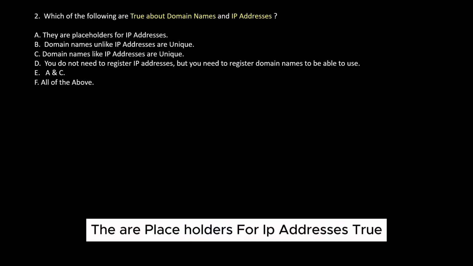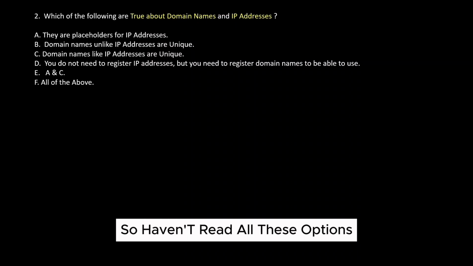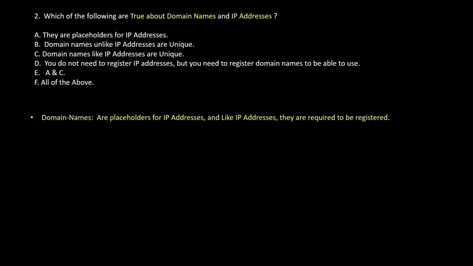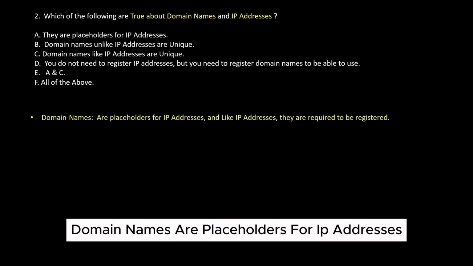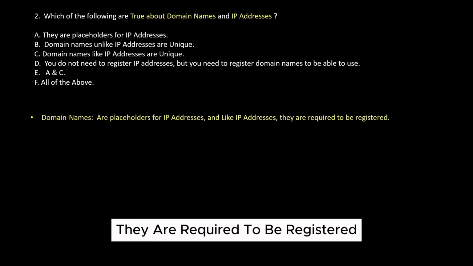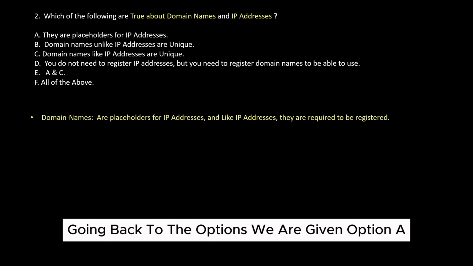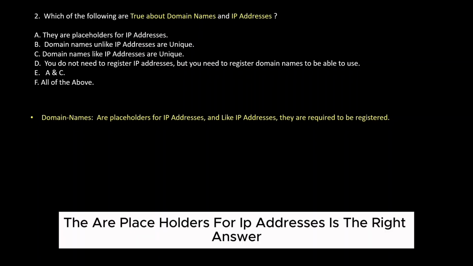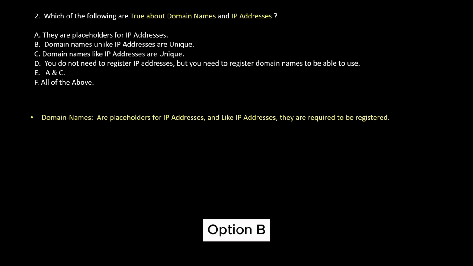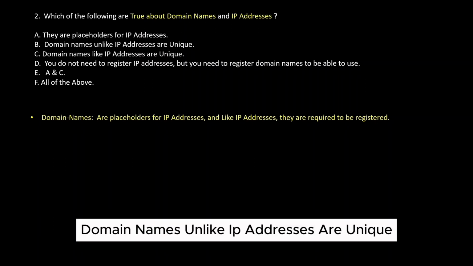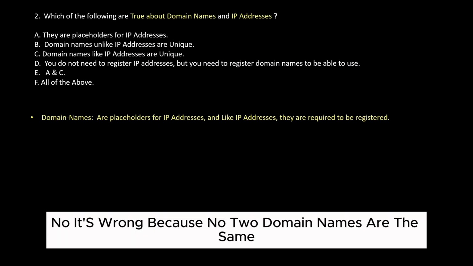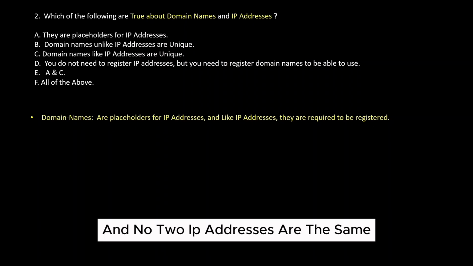Option A, they are placeholders for IP addresses. True. So having read all these options, let's define what a domain name is. Domain names are placeholders for IP addresses, and like IP addresses, they are required to be registered. Going back to the options we were given, option A, they are placeholders for IP addresses, is the right answer. Option B, domain names unlike IP addresses are unique. No, it's wrong, because no two domain names are the same, and no two IP addresses are the same.